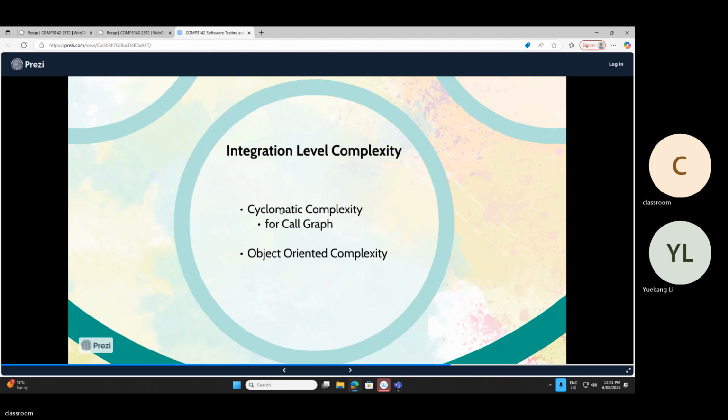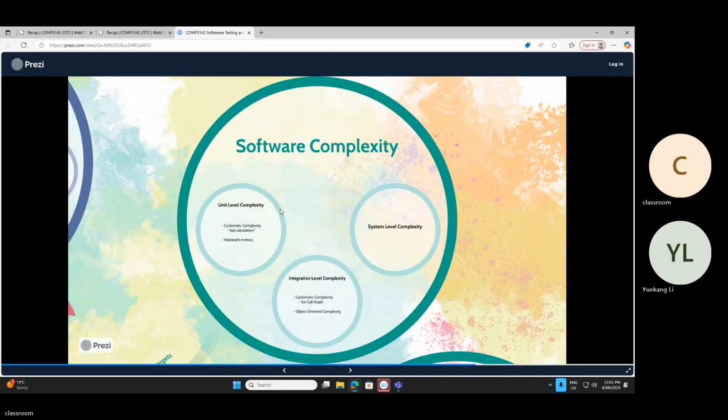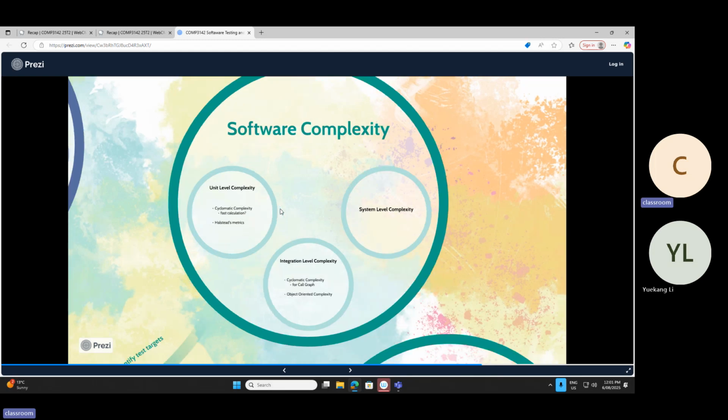And lastly, there is system level complexity, but there's nothing much here. All of them are kind of covered by unit and integration. So there's no big difference between integration level complexity and system level complexity. So that's all about software complexity.